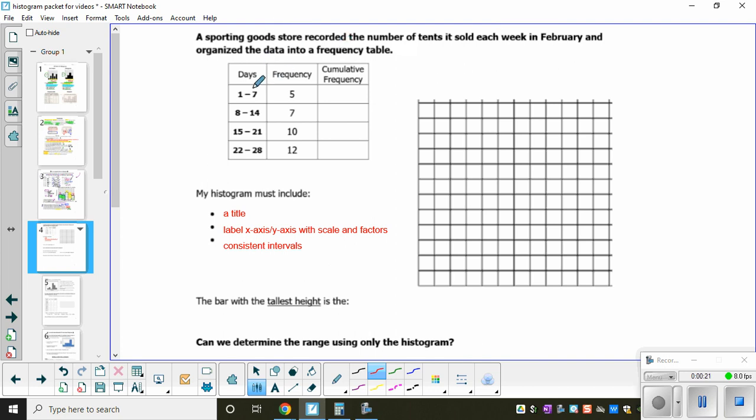So we can see here that the first week is just days 1 through 7. Y'all know there's 7 days in a week. Then the next 7 days was week 2. The next 7 days was week 3. And the last week in February here is the 22nd through the 28th.